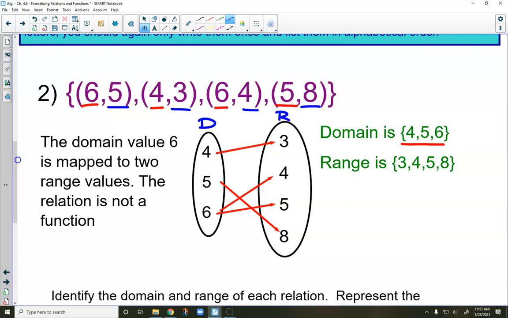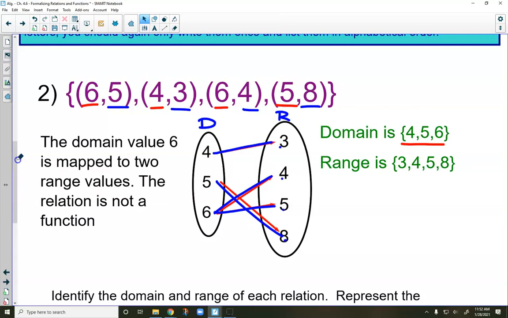We write them in the same orders. 4, 5, 6 for the domain, 3, 4, 5, 8 for the range. And then it's just a matter of matching up the coordinates. 6 went to 5, so I draw a line from 6 to 5. 4 went to 3, so I draw a line from 4 to 3. 6 goes also to 4, so I draw a line from 6 to 4. And 5 matched up with 8, so I draw a line from 5 to 8. This is our mapping diagram.